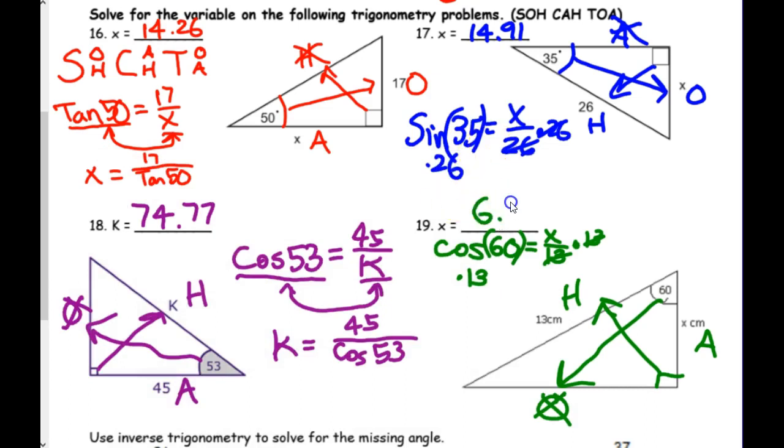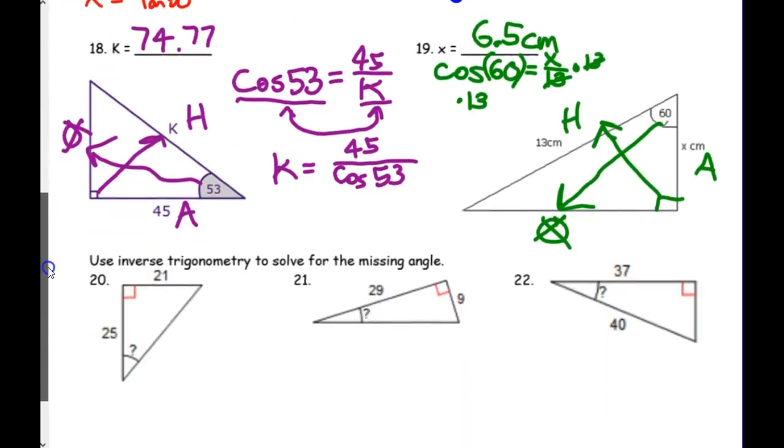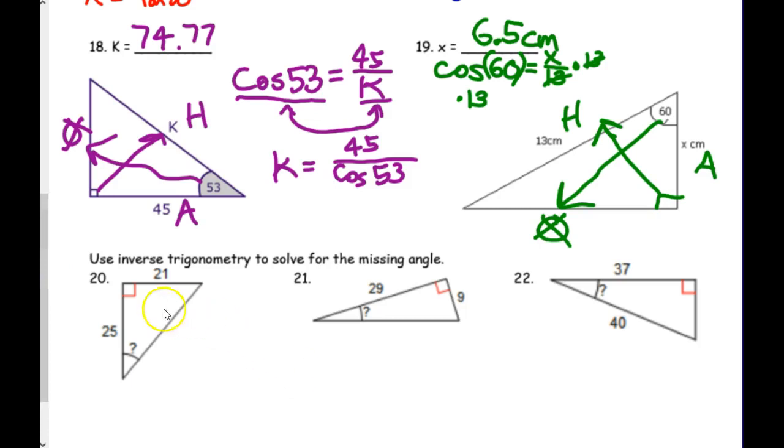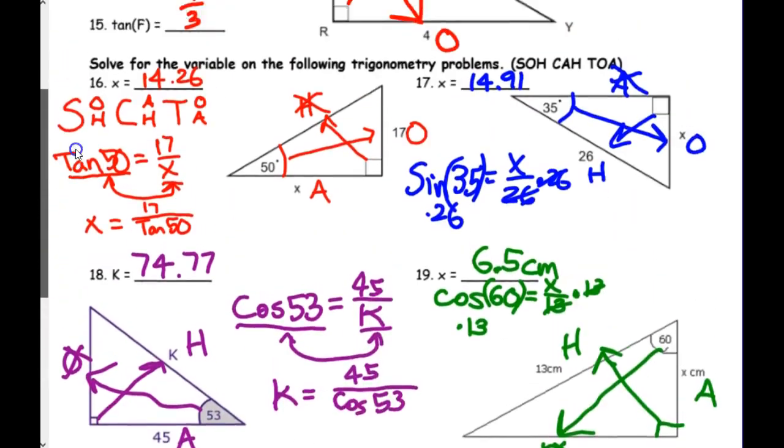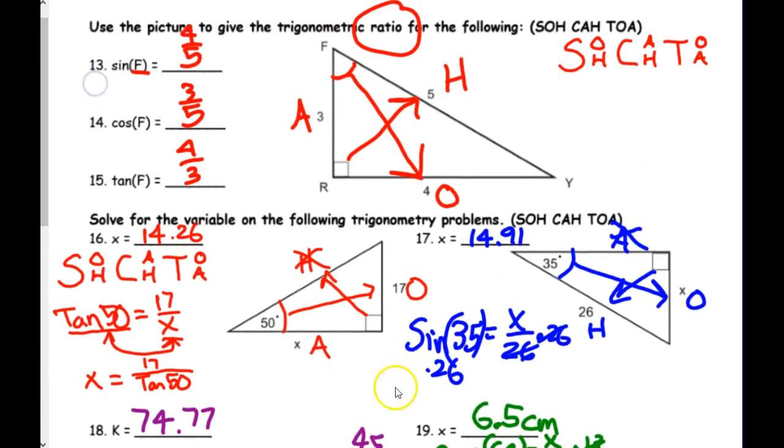Now notice we actually have some units of measure here, so we're going to label our units of measure. 6.5 centimeters. Cool. All right, these next three, it tells us to use inverse trigonometry. But if it did not tell you that, you would know because you have a missing angle. Inverse trig, missing angle. So let's set this up the same way we always do.